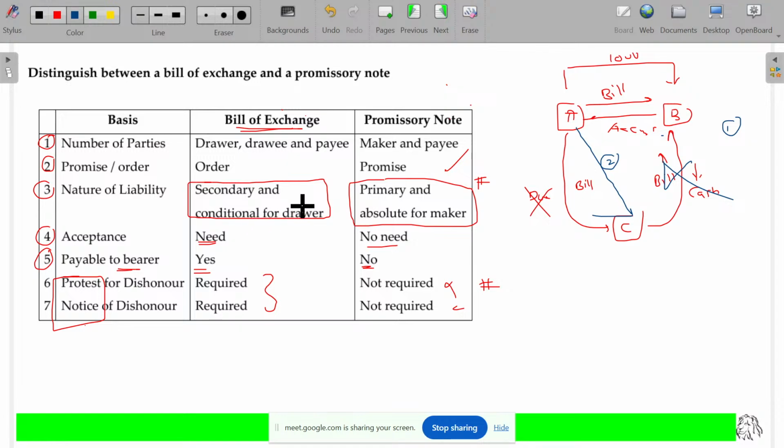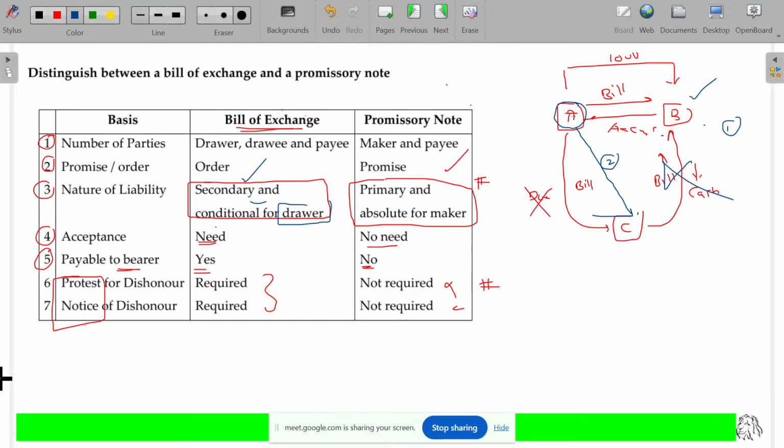So, conditional for drawer. A is a drawer. For him, condition is there. What is the condition? If B is not paying, it's A's responsibility to pay. First liability is for B. If B is failing to pay the due, automatically now A has to pay. That's why for the drawer, the liability is secondary and also conditional. What is the condition? If B fails, it's A's responsibility to settle the money to C.